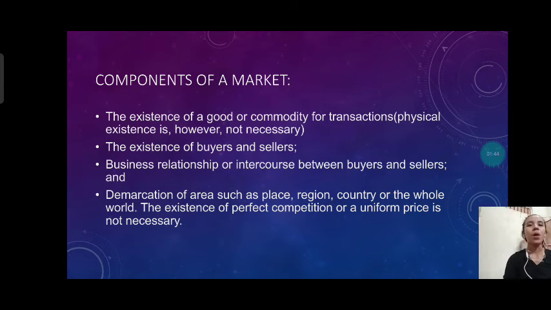Next is components of a market. For a market to exist, certain conditions must be satisfied. These conditions should be both necessary and sufficient. They may also be termed as the components of a market. The four components of a market are: the existence of a good or commodity for transactions, though physical existence is not necessary; the existence of buyers and sellers; business relationship or intercourse between buyers and sellers; and the demarcation of areas such as a place, region, country, or the whole world. The existence of perfect competition or a uniform price is not necessary.